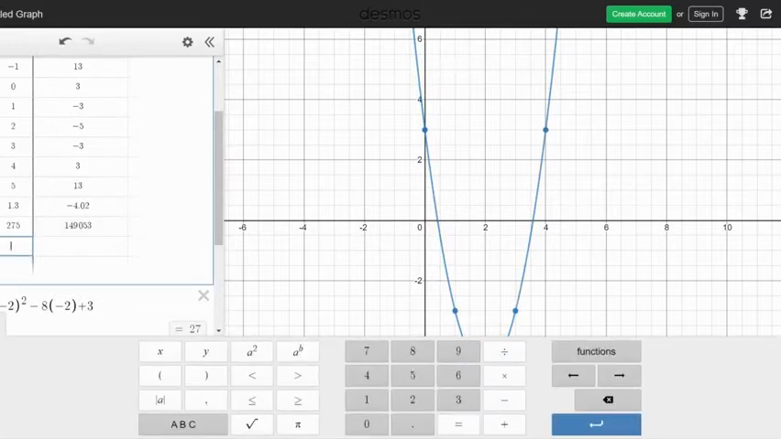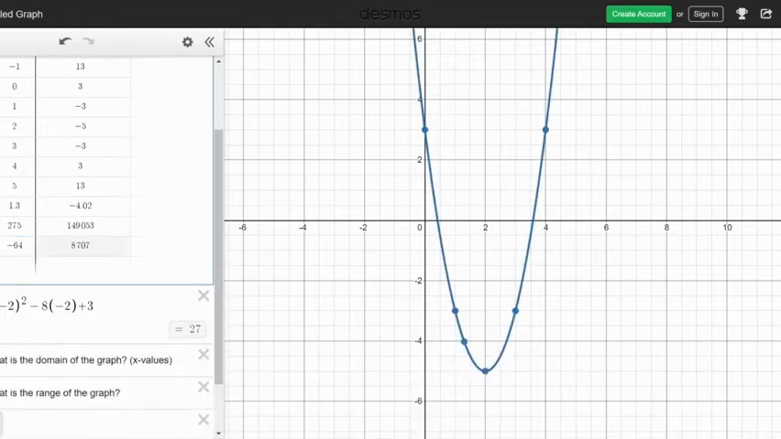I can also do negative values like -64. Again, I'm going to get a really big answer. I won't want to plot it. But the idea is I can plug anything I want for x and I'll get an answer. So that's why we say the domain of every quadratic equation or every parabola is all real numbers.